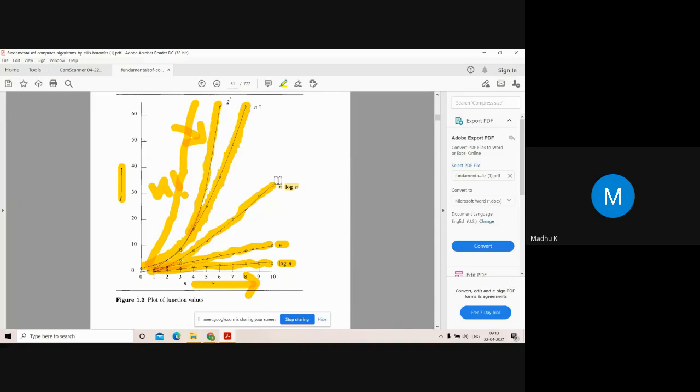Below that n square will come. Below that n log n. Below that n. Below that log n. Below that constant time. In this way, this is the order of growth of various algorithms. In the x-axis is the problem size, and f is the function that expresses the time complexity. We want to find out what will happen to the complexity function when n increases, and we can use this plot.